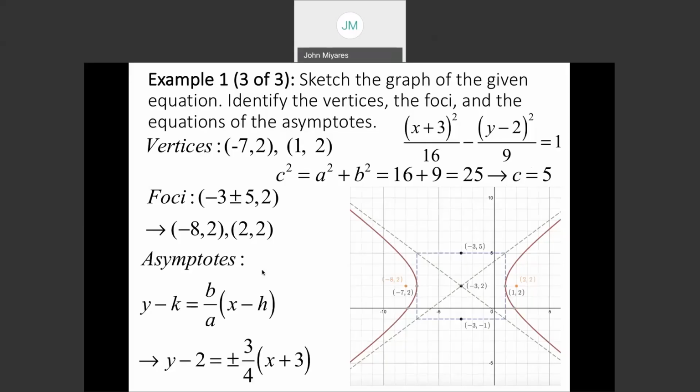The equations of the asymptotes can be found by applying the point slope form of the equation of a line, knowing that the slopes will be plus or minus b over a, the vertical radius over the horizontal radius, as they pass through the center point h, k. Given that the center is at -3, 2, the vertical radius is 3, and the horizontal radius is 4, then the equations for the asymptotes will be y minus 2 equals plus or minus 3/4 times the quantity x plus 3.